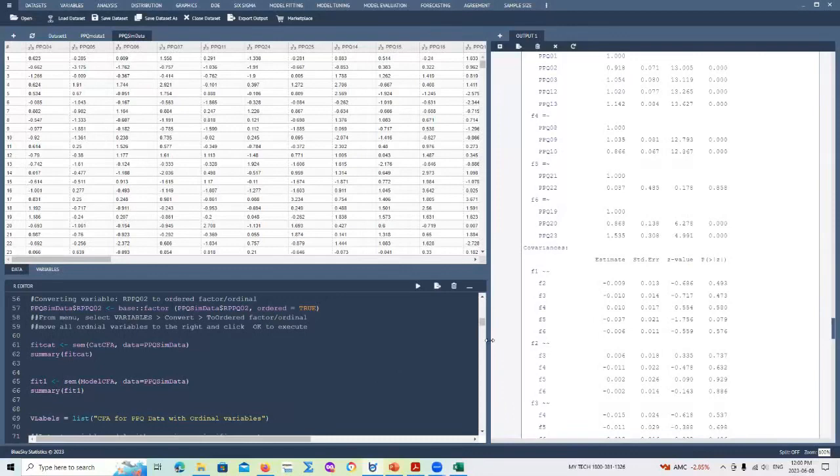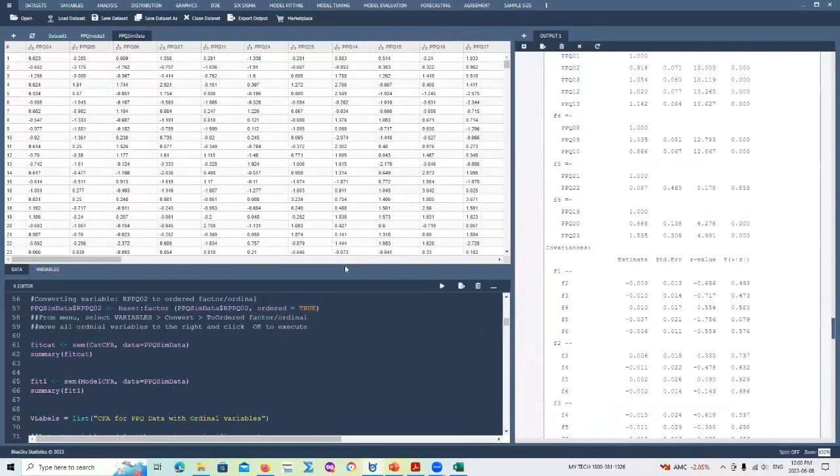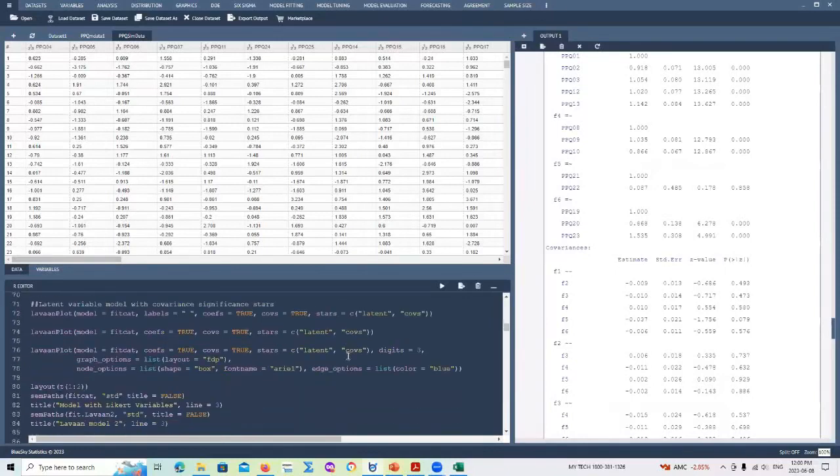Okay, sorry. Let's look at the next one. Anyway, are there any questions here? I can plot the graph, but any questions first?